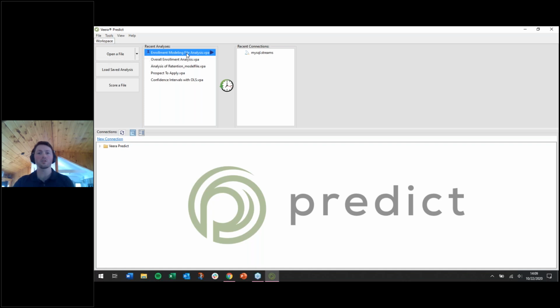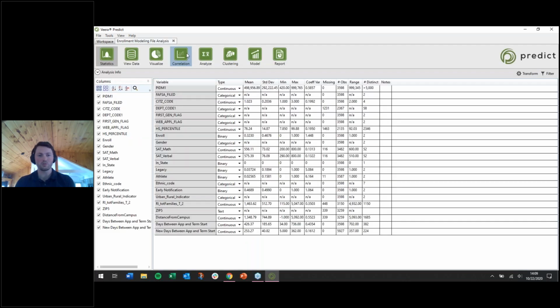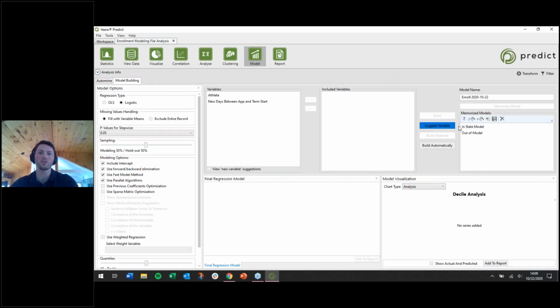So if I double click on this, this is a really convenient way, like I had mentioned, to pick up on all of the work that you had done previously. Even though it's easy and fast, there are rarely modeling projects that do just require a single working session. So now I can go straight back to the model tab as we left it last time, and I can see both my in-state and my out-of-state models listed here.